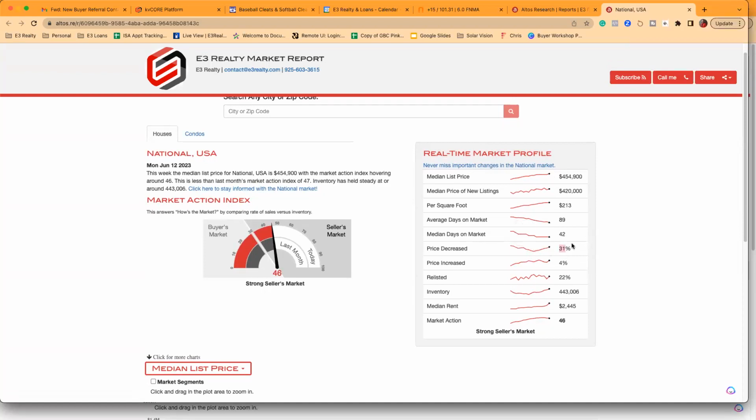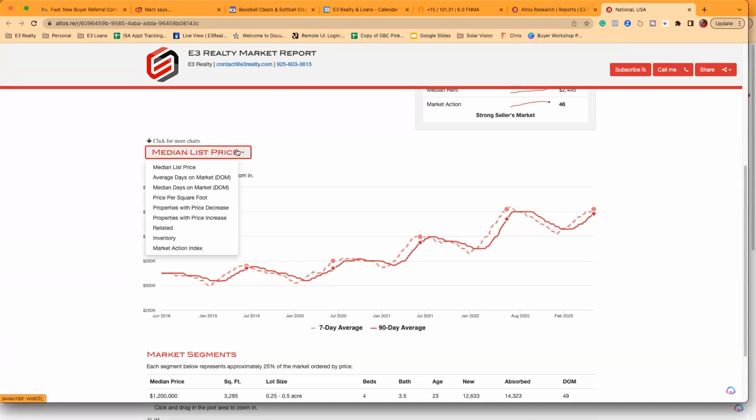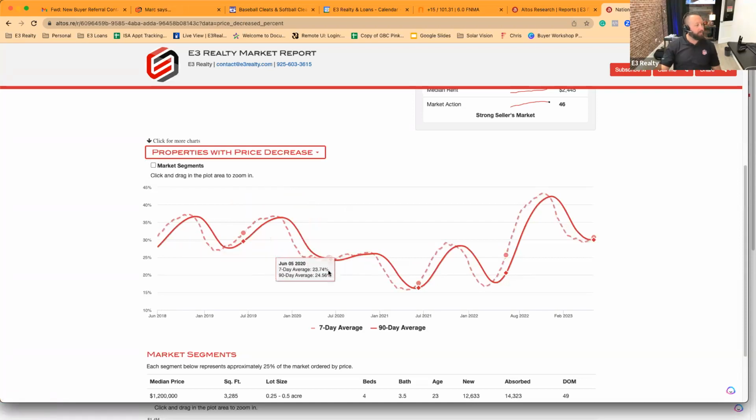Price decreases, just so you know, in a normal market is between 30 and 35. Even back when we were crazy in 2020 and 2021, it was still like 17%. And I can show you that down here. So let's see here, price decrease. This is a 3-month trend. Look, the 90-day rolling average in July, which is the lowest, was at 16.3, right? So people are like, well, there were no price reductions back then. You're like, no, there actually were a lot. You just didn't hear about them, because most houses pull off the shelf.